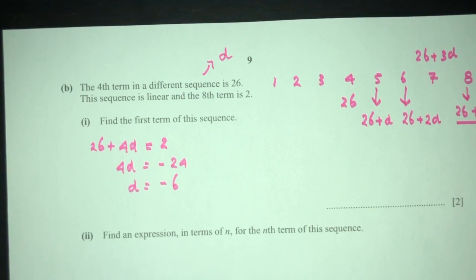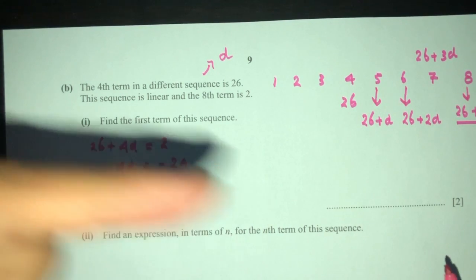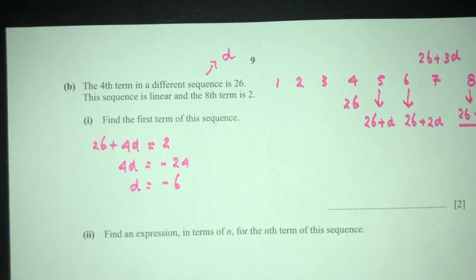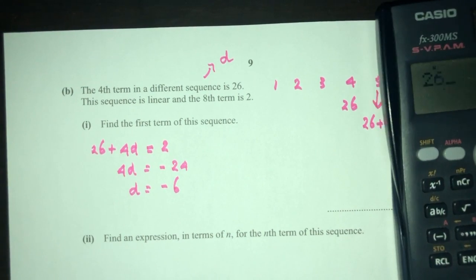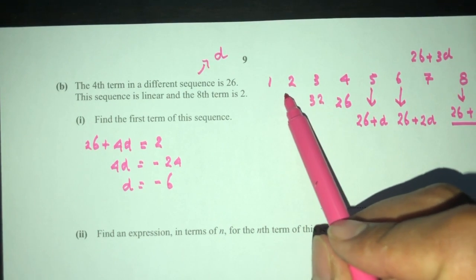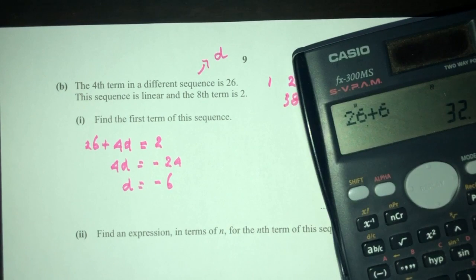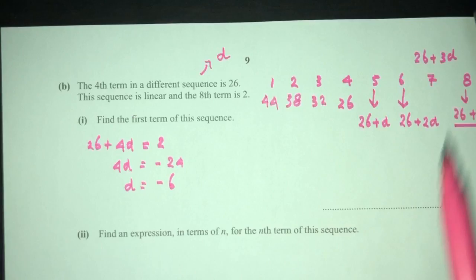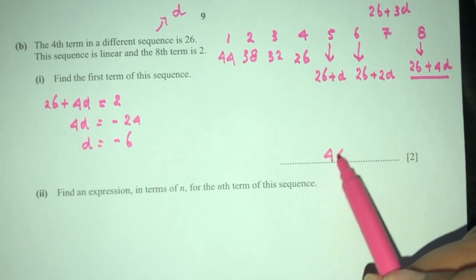Right. Now we have to find the first term. Now you can just use your logic. If you go in this direction, it is decreasing by 6. But if you go in this direction, it has to increase by 6. So 26 plus 6, that will be the third term. Plus 6, that will be the second term. Plus 6, that should be the first term, 44. So 44 will be your first term right here.